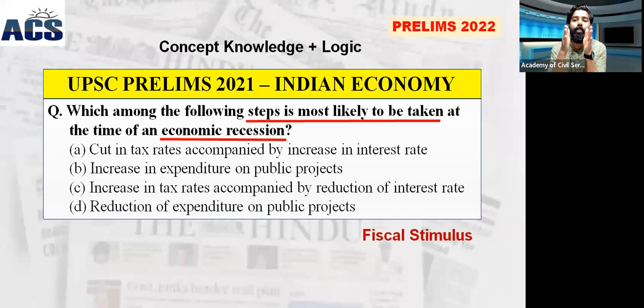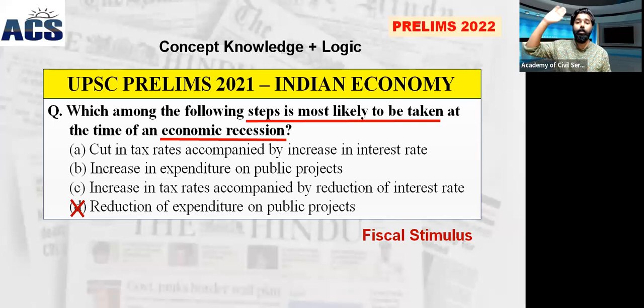So which of the following steps can be taken when any economy faces economic recession? And we know that it is to increase government expenditure. If you have clarity with regard to the fiscal stimulus concept or economic recession concept, then you can easily eliminate the opposite concept, that is, reduction of expenditure on public projects.